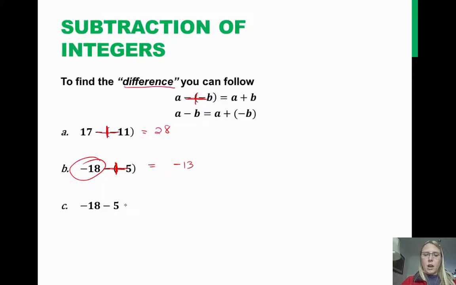On this one, I'm going to actually rewrite it. It's going to be -18 plus -5. So we're adding these two numbers. It's going to be 23, and we're keeping the sign of both numbers, and it's going to be negative.